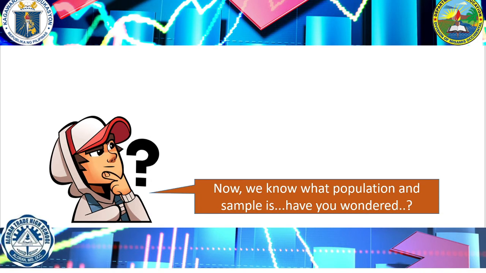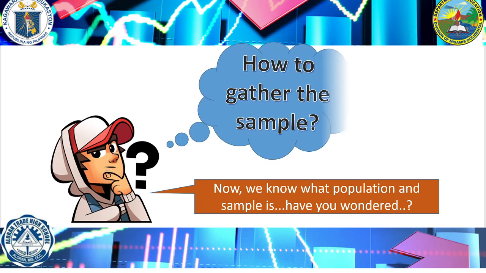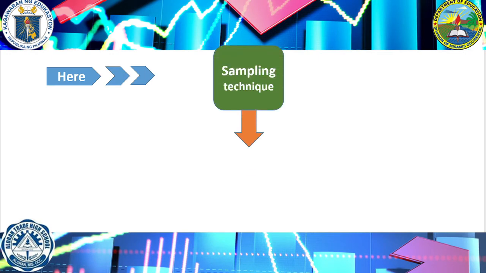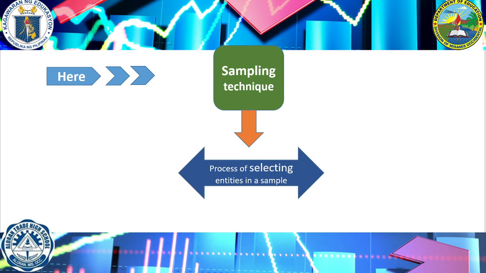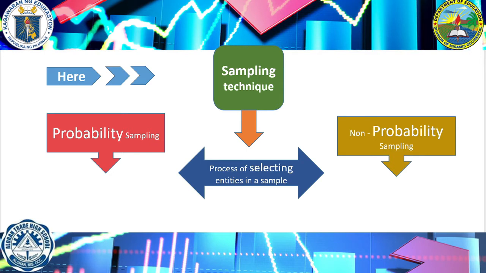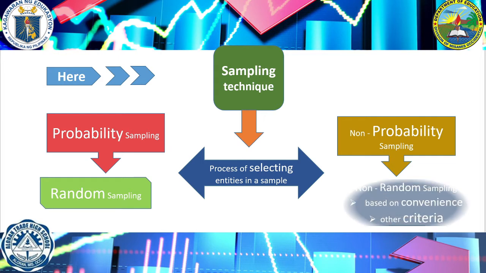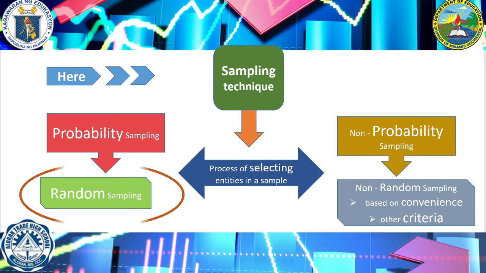Now, we know what population and sample is. Have you wondered how to gather the sample? Here, we have a sampling technique. Sampling technique is the process of selecting entities in a sample. And there are two kinds. One is the probability sampling and the other is the non-probability sampling. A probability sampling uses random sampling, while a non-probability sampling uses non-random sampling based on convenience or based on other criteria. But our focus in this lesson is on random sampling.